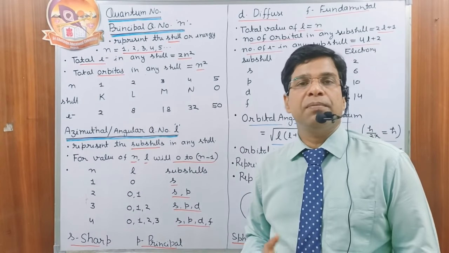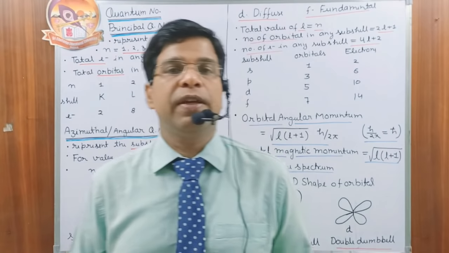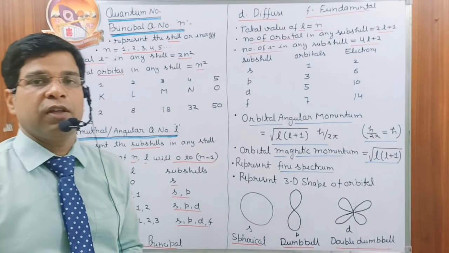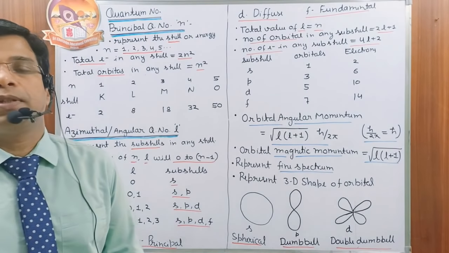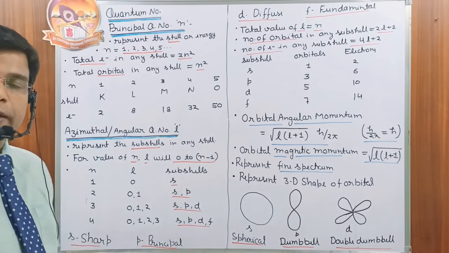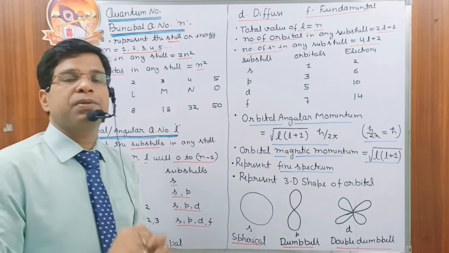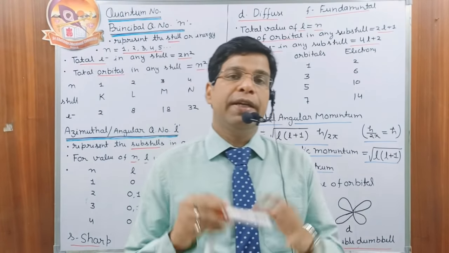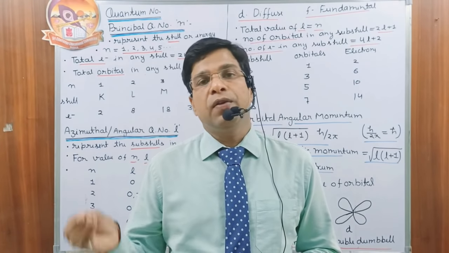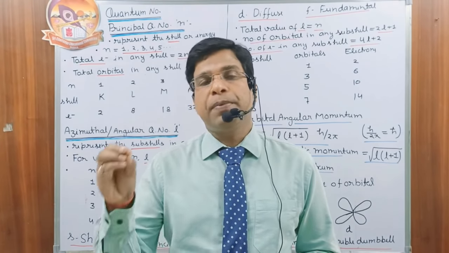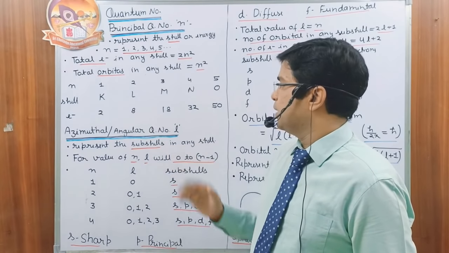Now after the principal quantum number, we have the azimuthal quantum number. It is also called the angular quantum number. Some books also write it as the subsidiary quantum number. What does it represent? It represents the subshell. A shell is made up of several subshells, and it represents how many subshells are present in any shell.